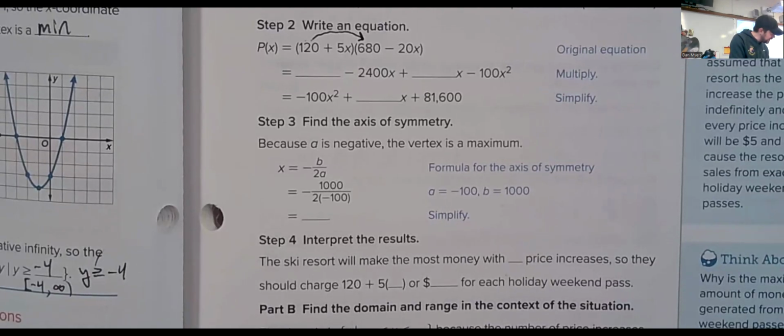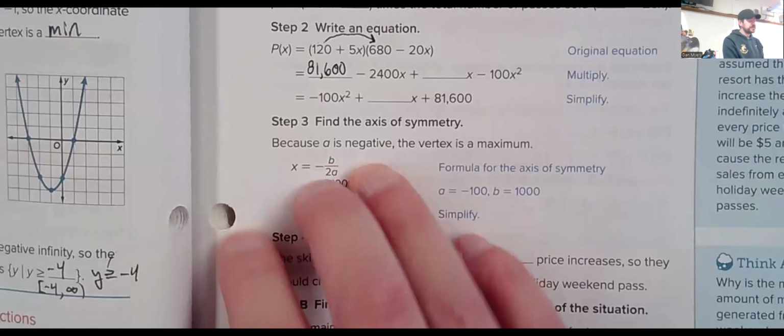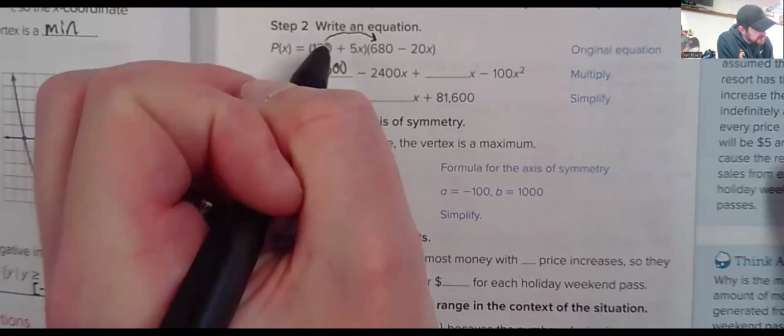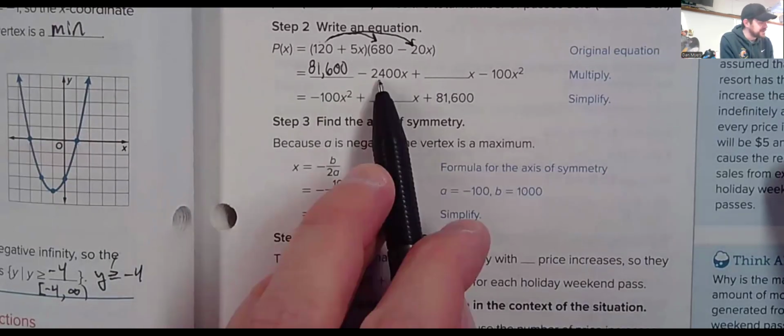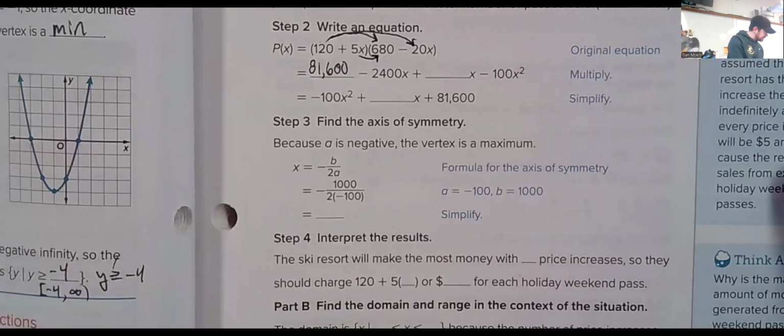That was $81,600. And then the outer values, 120 times negative 20x. That's this one right here, negative 2,400x. And then the inner values, 680 times 5x. So that's 680. Oops, clear. No.